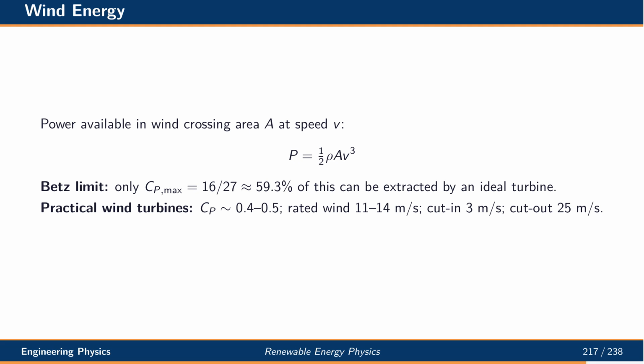Real wind turbines typically achieve a power coefficient between 0.4 and 0.5. Rated wind speeds are around 11 to 14 meters per second, with cut-in around 3 and cut-out around 20.